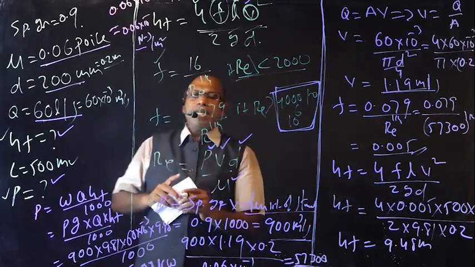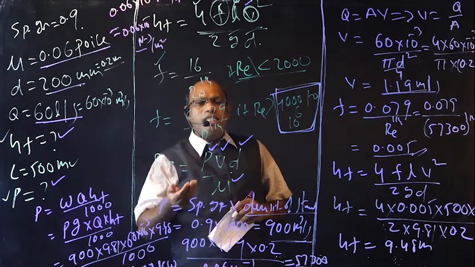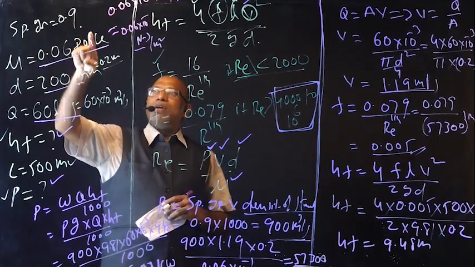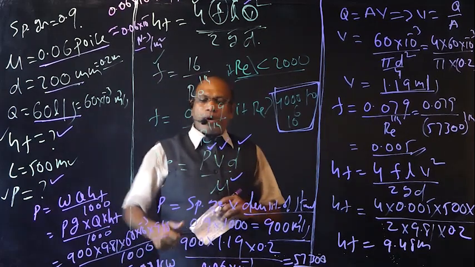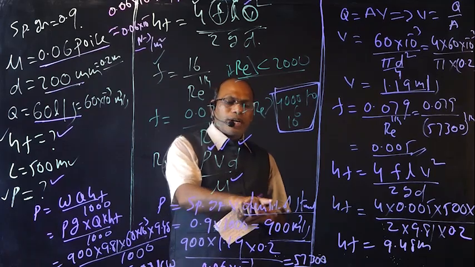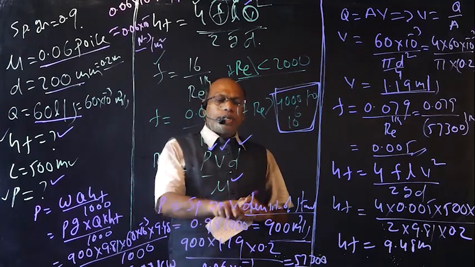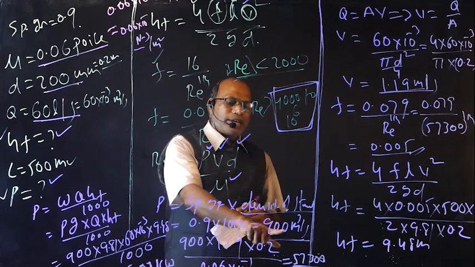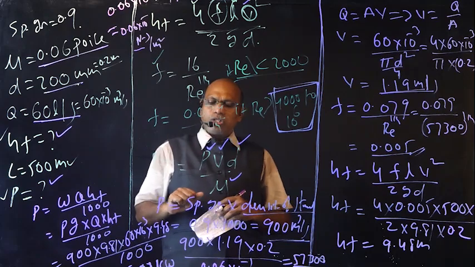Now, the flowing liquid is not water, which would have a density of 1000 kg per meter cube. But in this problem, the specific gravity of the flowing liquid is given. Based on that specific gravity, we are going to determine the density of the flowing liquid. Density of the flowing liquid is equal to specific gravity into density of the standard liquid. Specific gravity is given, that is 0.9, into density of the standard liquid, that is water, 1000 kg per meter cube, which is equal to 900 kg per meter cube. Right? Density is calculated, and velocity is also not given.